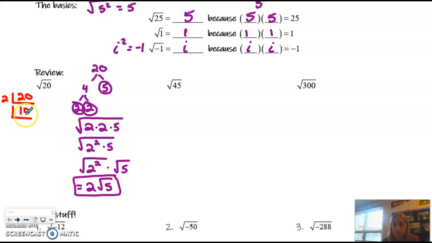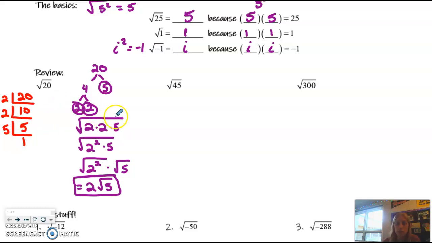I now need to divide a prime into 10. Oh, look, again, 2 goes into 10 5 times. Give 5 a nice little ledge to sit on. 2 doesn't go into 5. 3 doesn't go into 5. But 5 goes into 5 one time.